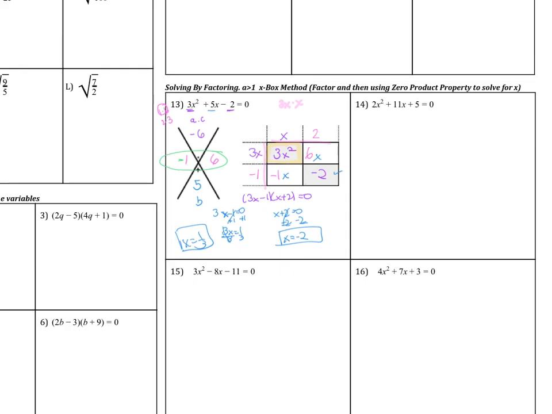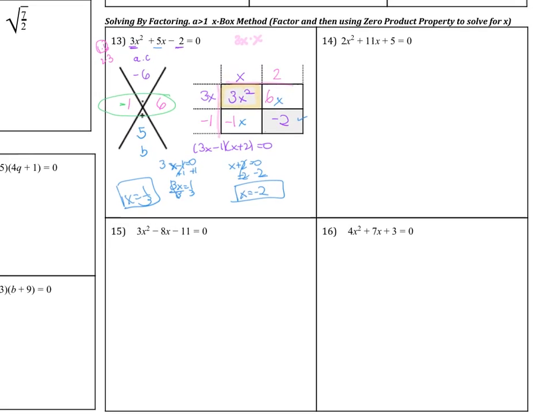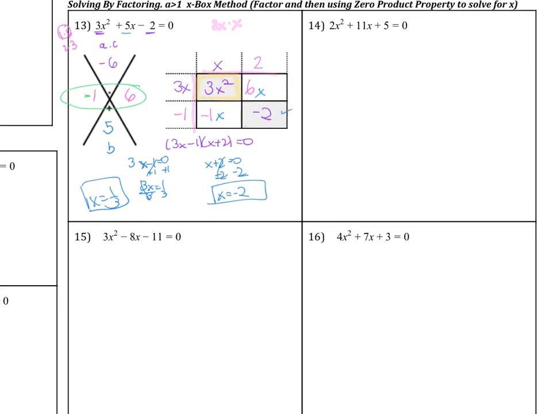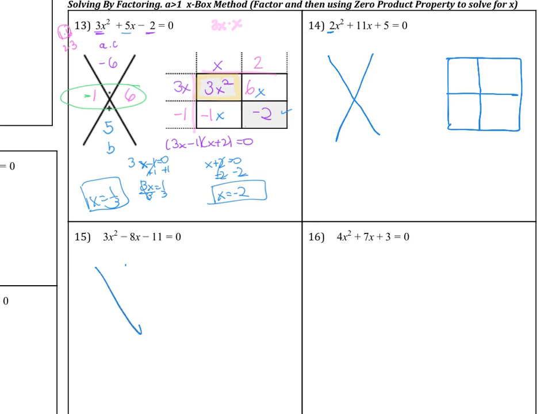Okay, so go ahead and try 14, 15, and 16. All of these require the X box method. If you don't want to use the X box method, there's always a guess and check method that you can also use, but I find that this is a really good method. Whenever you see that there is a coefficient that's not 1, in this case we have 2, then just draw the X and the box right away, and that reminds you that you have to do that.